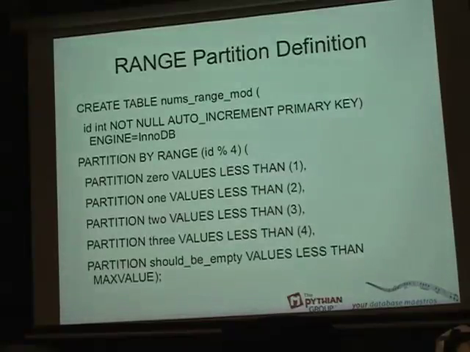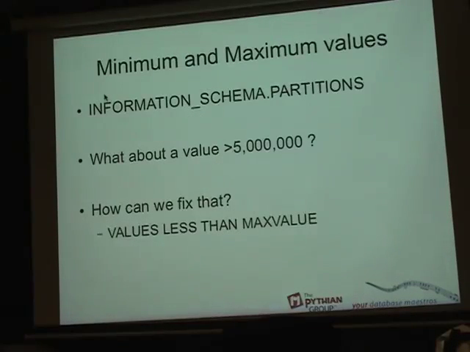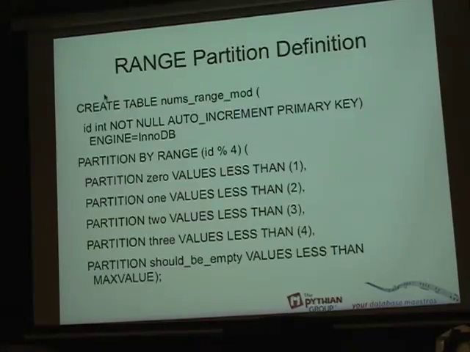And this is actually the definition. Nope, that's not the definition. I must have changed it. Anyway, I kind of went into the next example here too, which is the fact that you can actually use an expression. So now I have nums range mod where the expression is actually ID modulo 4. Instead of values less than 1 million, less than 2 million, I basically just have partition 0 is values less than 1, partition 1 is values less than 2, partition 2 is values less than 3, blah, blah, blah, and the last partition, which should be empty, is values less than max value. Because there should never be a modulo 4 that's greater than 3.